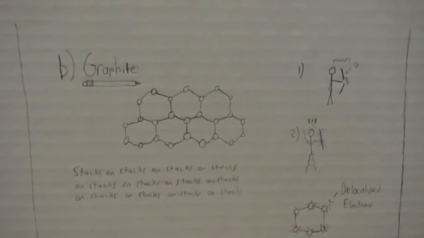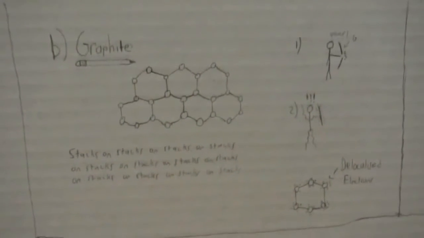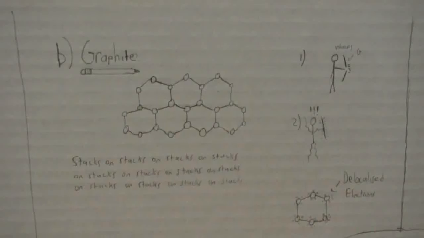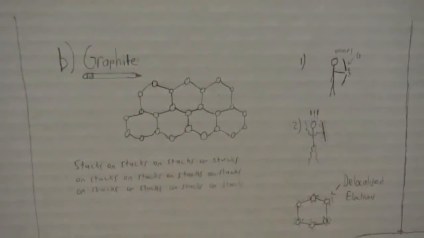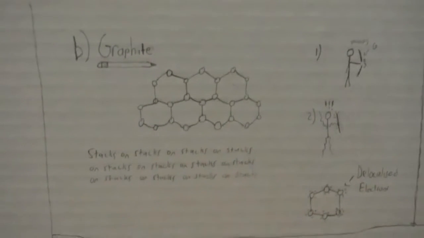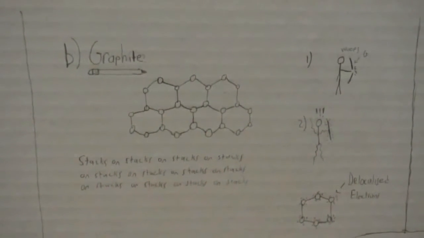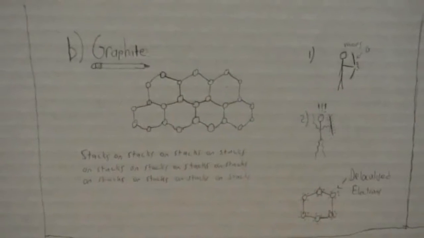The only thing holding them together is a thing called the London dispersion force. And it's strong enough to keep them together if they don't have a certain amount of pressure put on them, but they're weak enough that if you try to use them on your paper, these layers will slide past each other and will leave a trail on your paper.